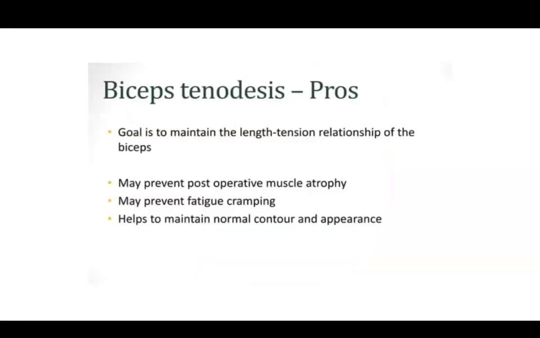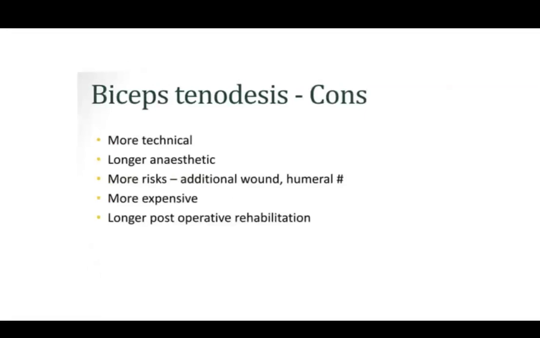Tenodesis, the pros is basically it maintains the length and tension of the relationship of the biceps tendon with the arm and the forearm, prevents post-operative muscle atrophy, prevents fatigue and cramping. Thus, the patient will complain less of elbow pain during elbow flexion or supination. It helps to maintain the normal contour of the muscle and the arm.